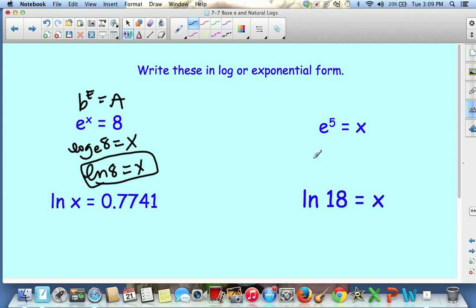What about for this one? The base is going to be e, so we have the natural log. Our answer is x, and then our exponent equals 5.